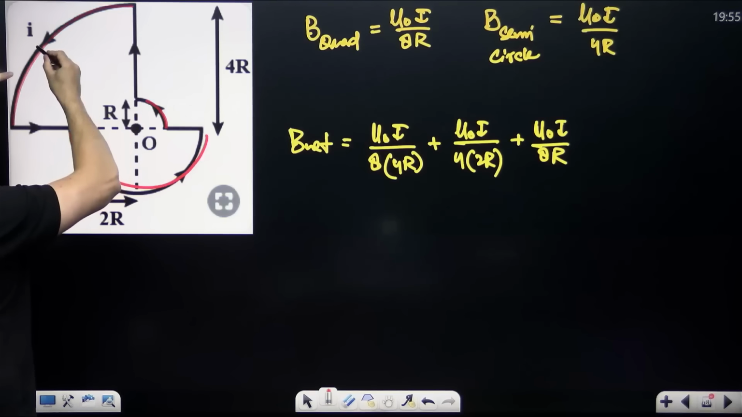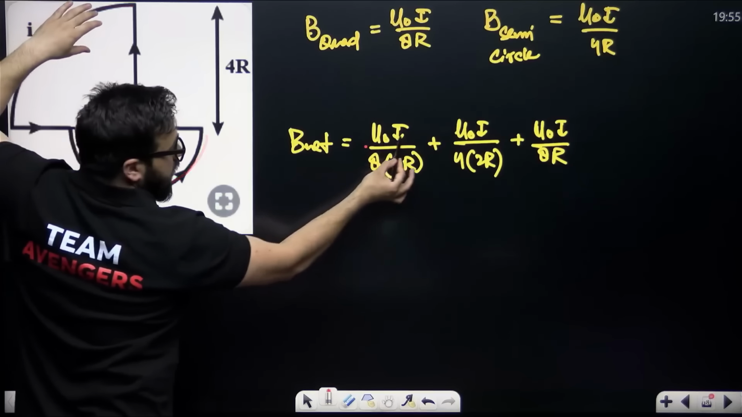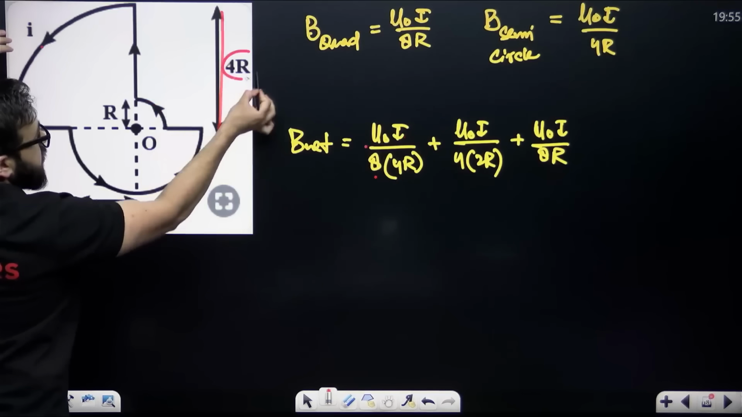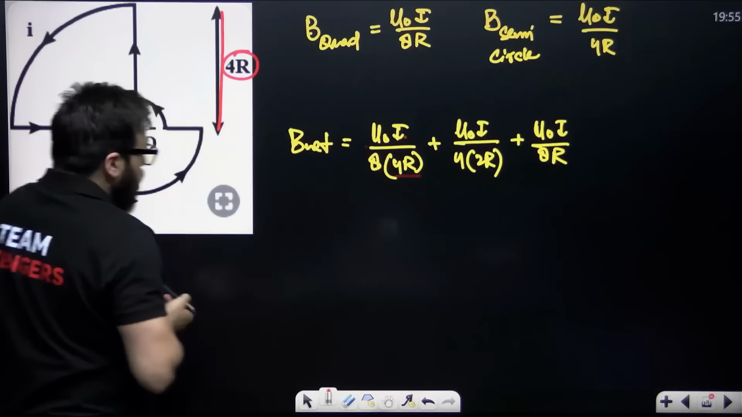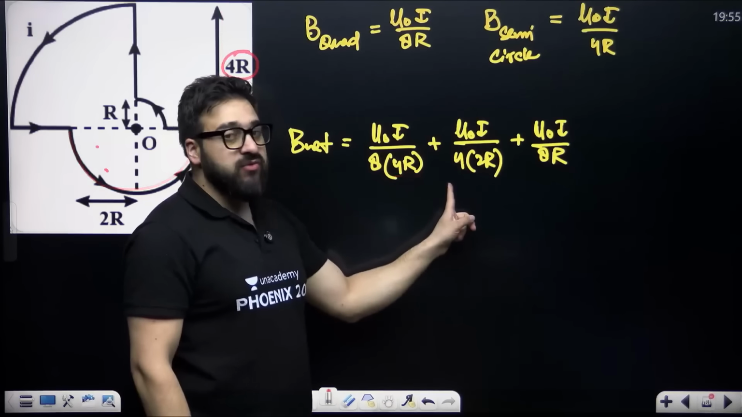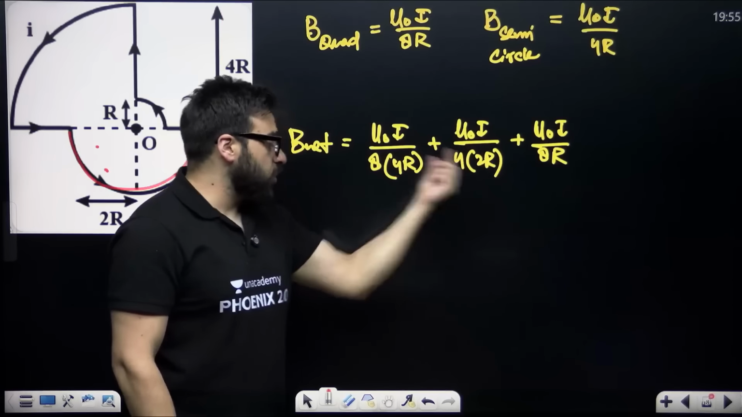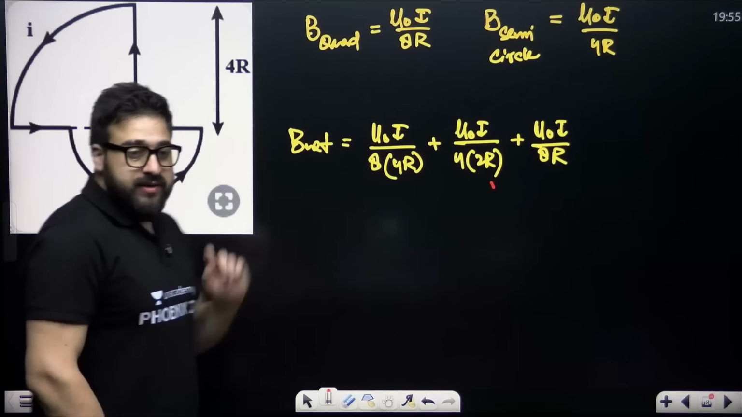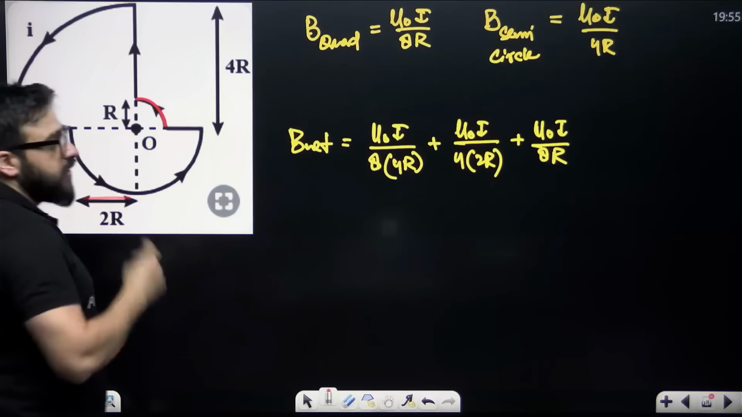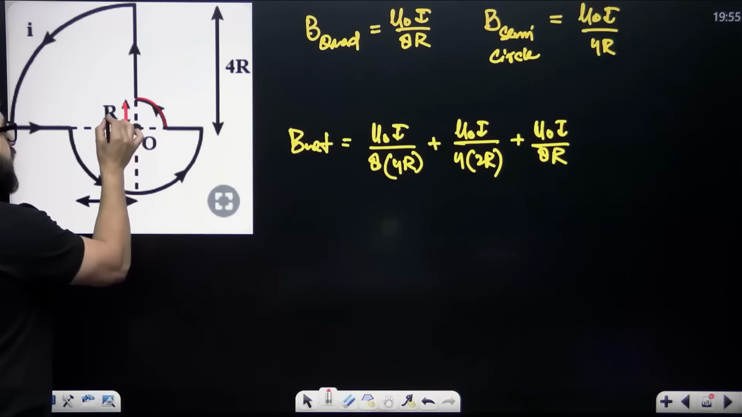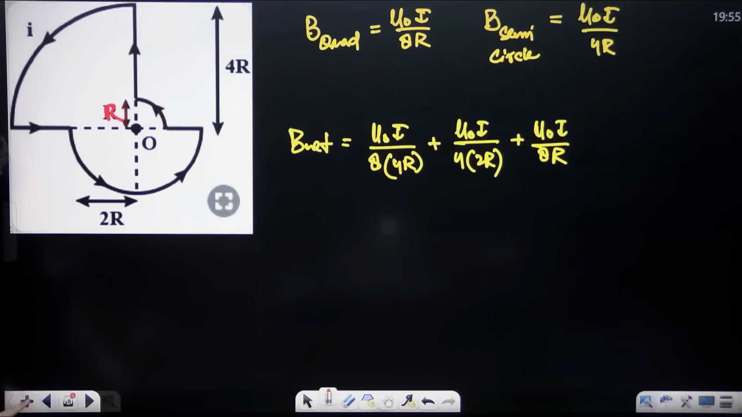Now guys, what is the magnetic field due to this? Mu naught I divided by 8r, but instead of r, I'll write its radius, that is 4r. So 4r. What is the magnetic field due to this semicircle? Mu naught I divided by 4r. Instead of r, I'll write its radius, that is 2r. That's why 2r. Then the magnetic field due to this chord, that is mu naught I by 8r. Its radius is r only. That's why I'm writing r. I hope this is also clear.